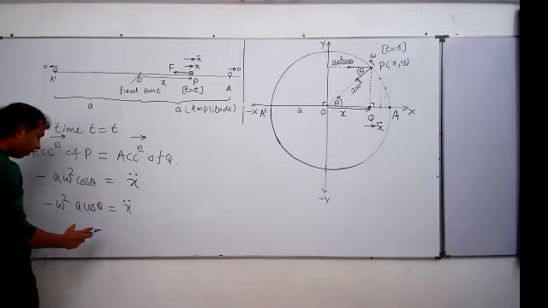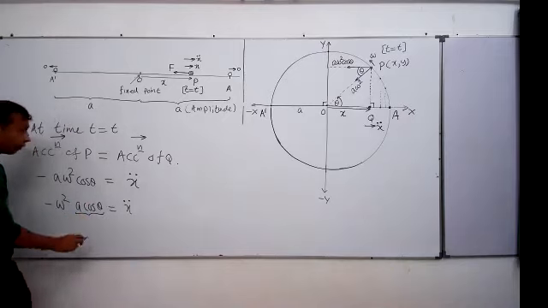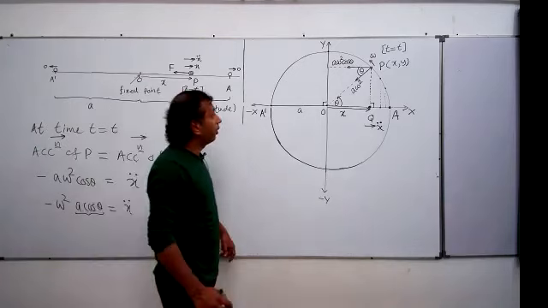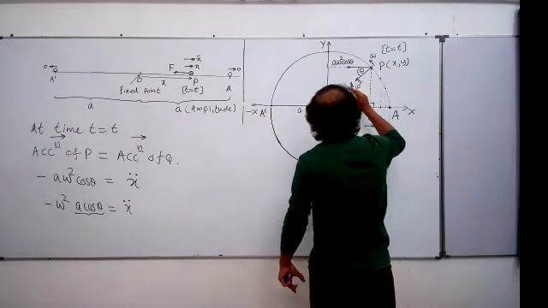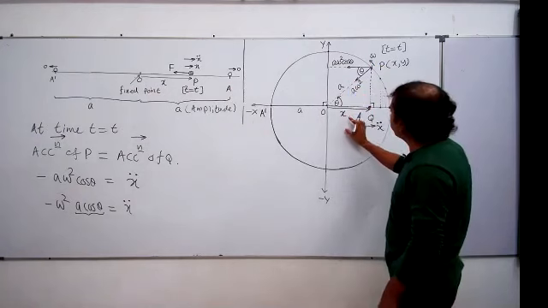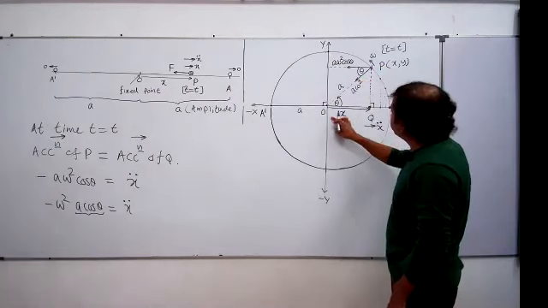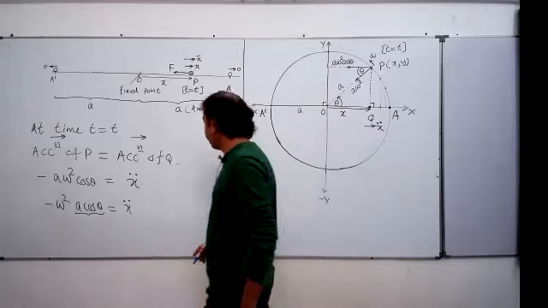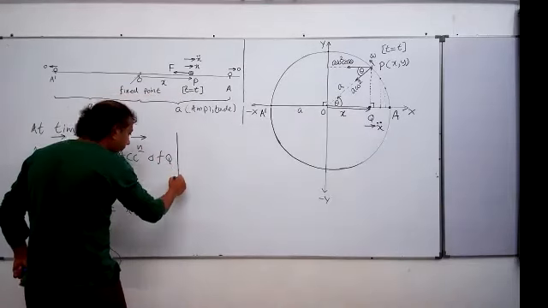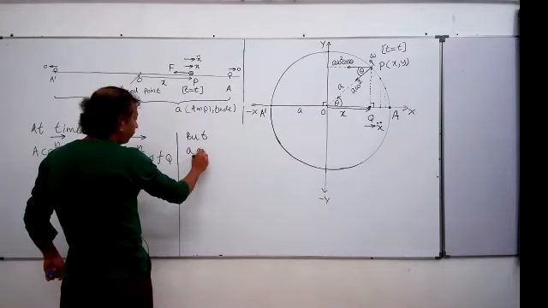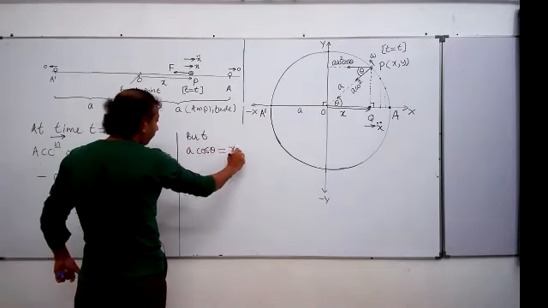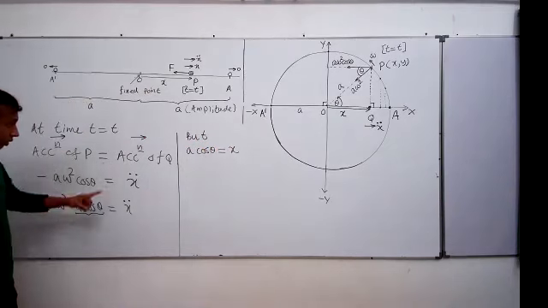X double dot. People, what is a cos theta? The radius is your a. This is theta. So therefore, people, a cos theta means this x. a cos theta is equal to x. Then I can put for this a cos theta that x.